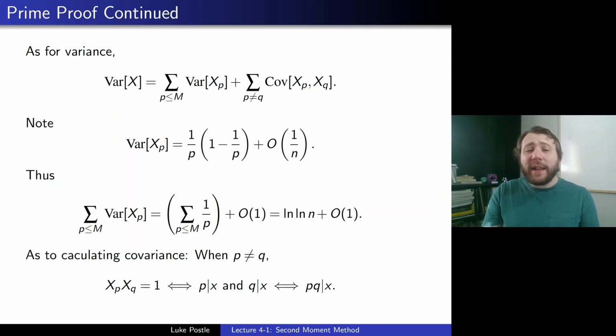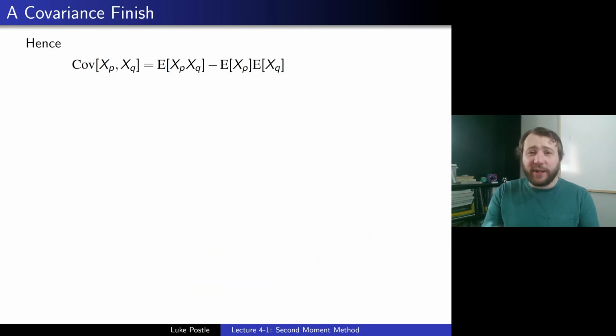And it's 1 if and only if both of them are individually 1, which only happens when p divides x and q divides x, and that's equivalent to when pq divides x, just from basic number theory. All right, so that's what we have to work with. Now we can actually basically calculate the covariance.